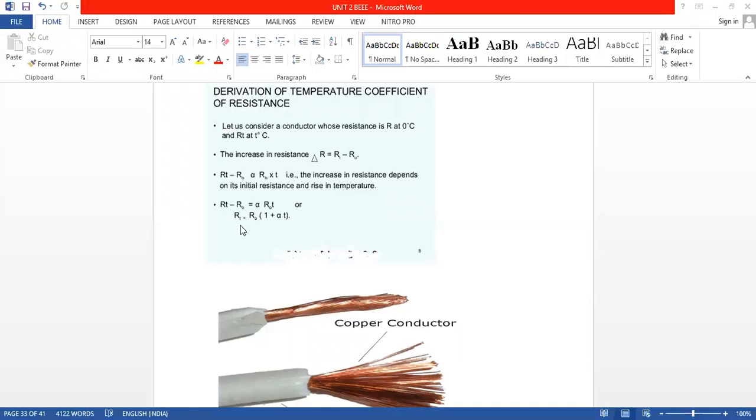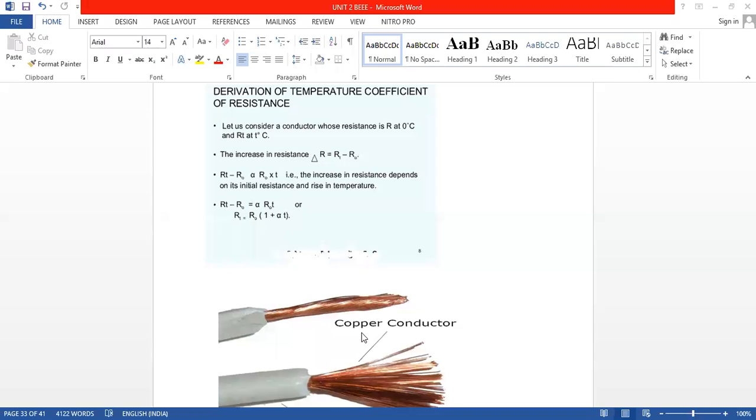So you must remember this formula. RT is equal to R naught into 1 plus alpha into T. RT means the resistance at a new temperature, R naught is the resistance at the initial temperature or 0 degrees centigrade, and T means temperature here. So once again I repeat, let me explain how it is possible.